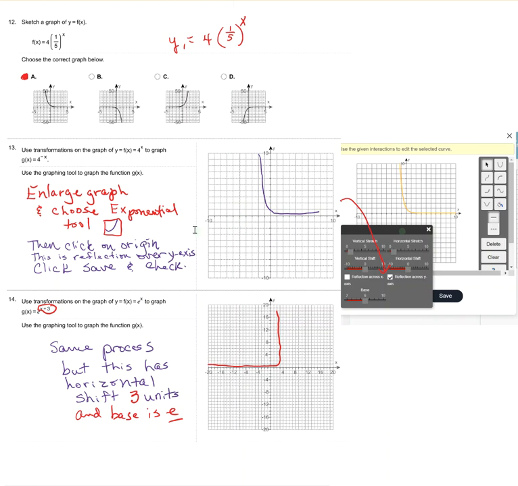And so I've given you some steps. You want to enlarge the graph and choose the exponential tool because it's 4 to the next x. And so that's that tool right there. Then click on the origin. So you would click in the middle here. When you do, this box comes up. And it is reflected, since that's a negative x, it's reflected across the y-axis. We're going to click that box, and we're going to save and check, and you should get that.